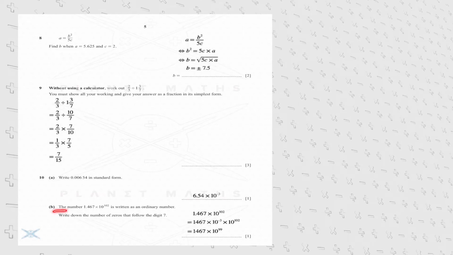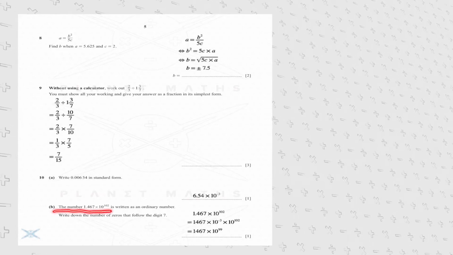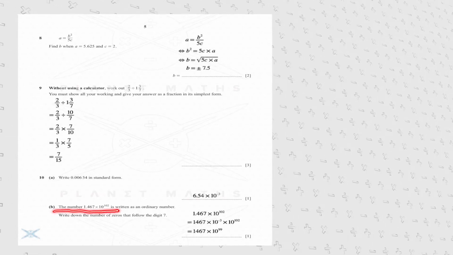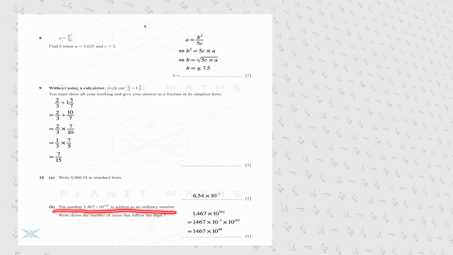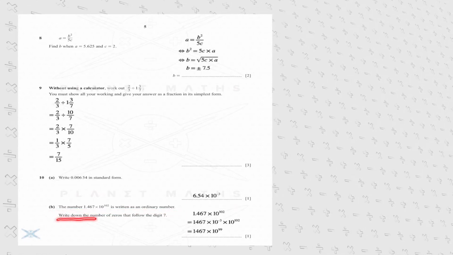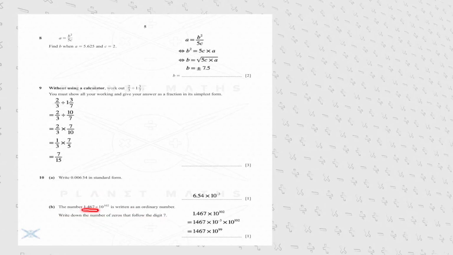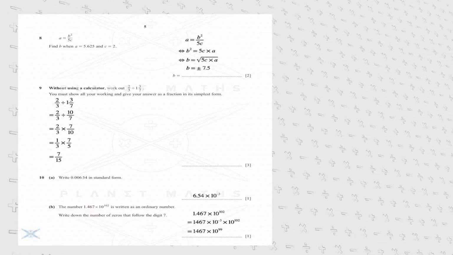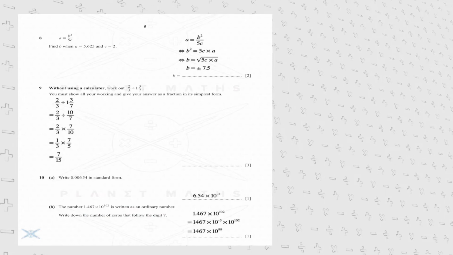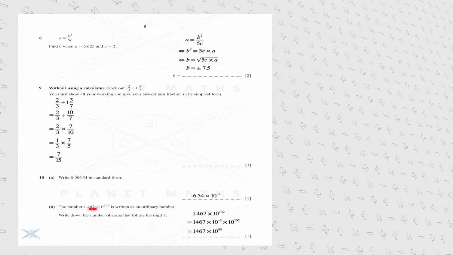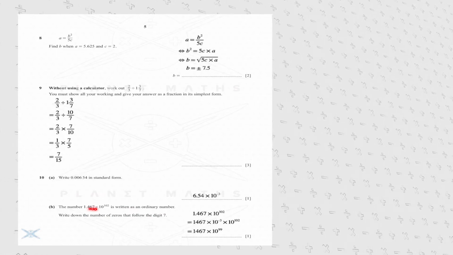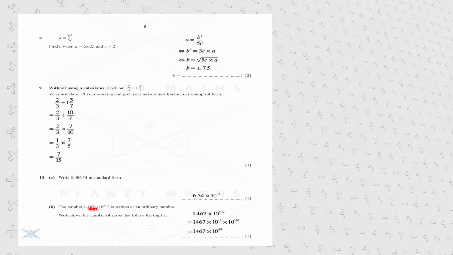In part B of this exercise, the number 1.467 multiplied by 10 to the power of 102 is written as an ordinary number. We are supposed to write down the number of zeros that follow the digit 7. To write 1.467 as an ordinary number, we have to shift the decimal point 1, 2, 3 place values to the right, which means we'll have to work with a negative exponent with base 10.